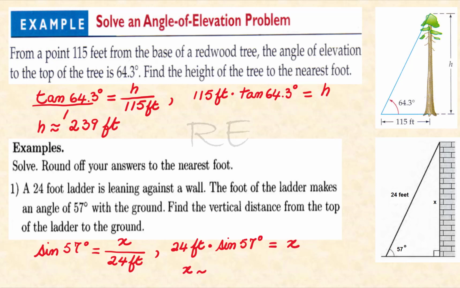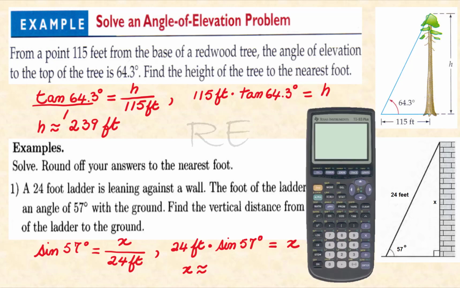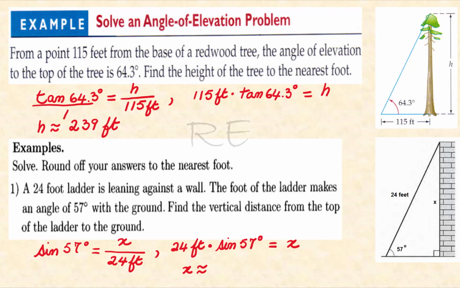Therefore, x is approximately, using the calculator, 24 times sine 57 degrees, close parenthesis, 20.12, which is approximately 20. So the vertical distance from the top of the ladder to the ground is 20 feet.